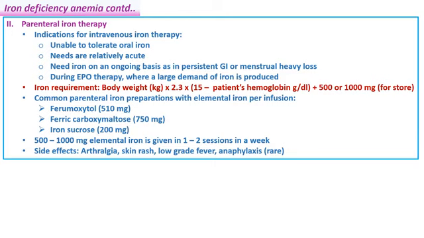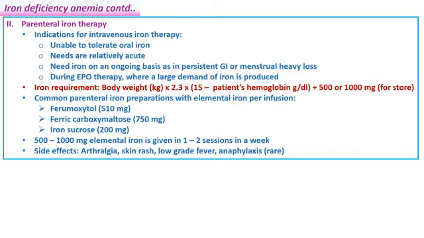What is the requirement? It can easily be calculated with the help of the formula: body weight in kg multiplied by the constant factor 2.3 into 15 minus patient hemoglobin in grams per deciliter, plus 500 to 1000 milligram extra iron for store replacement.